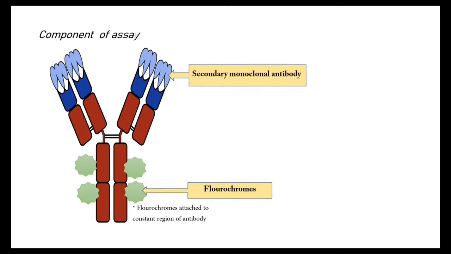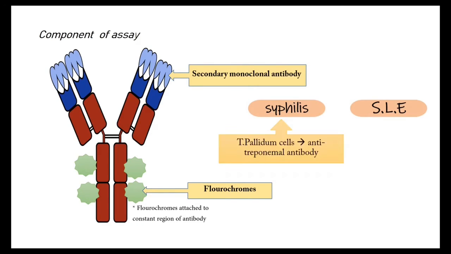For example, this method can be used to diagnose certain diseases such as syphilis and SLE. In syphilis, the key is to detect the anti-treponemal antibodies that bind to antigen T. pallidum cells, while in systemic lupus erythematosus (SLE), this method is used to detect the presence of anti-nuclear antibody.